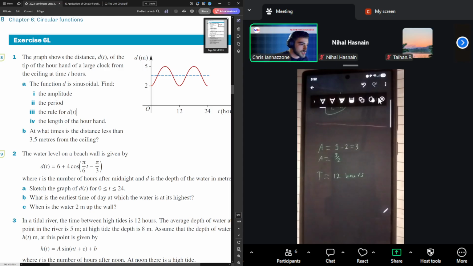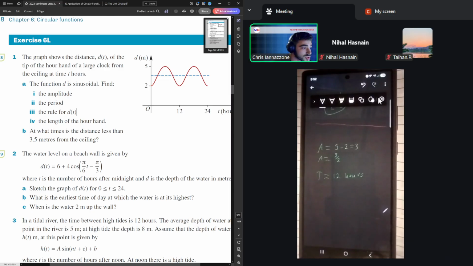Rule of DOT. So we can choose sine or cos. It won't ultimately matter which one. What should we start with?